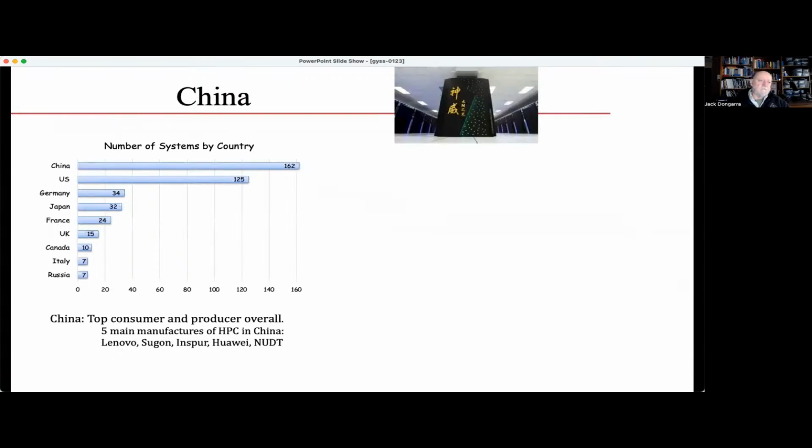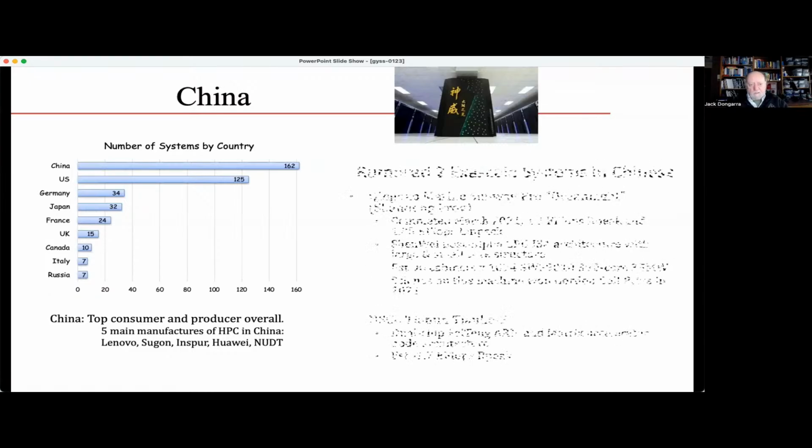If we take a look at the supercomputers and look at where they're located, China has the most supercomputers. So there's 162 of the 500 fastest computers. China has 162. US has 125. Germany, Japan, France, the UK, et cetera, have those numbers associated with it. China also produces the most supercomputers. So not only do they have the most supercomputers in their country, they make the most supercomputers, which they then sell worldwide. So they have 5 manufacturers in China: Lenovo, Sugon, Inspur, Huawei, and the National University of Defense Technology has been designing and building supercomputers for many years and has been deploying them.